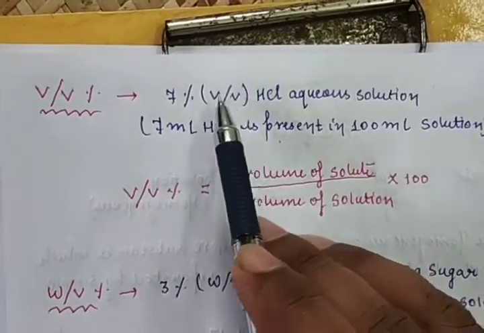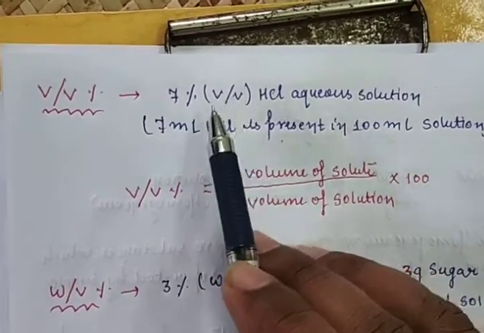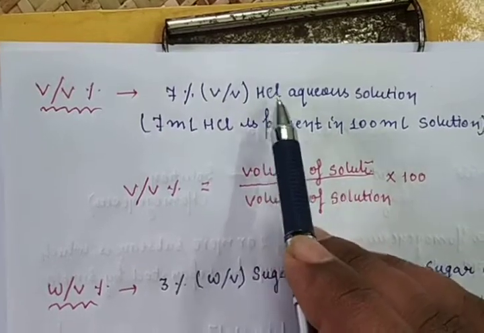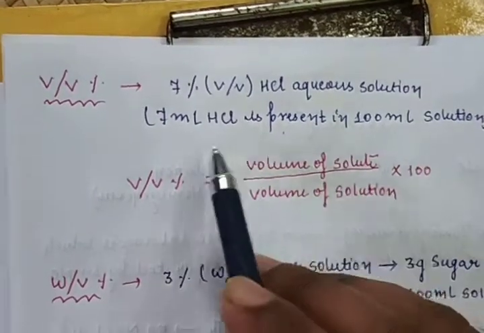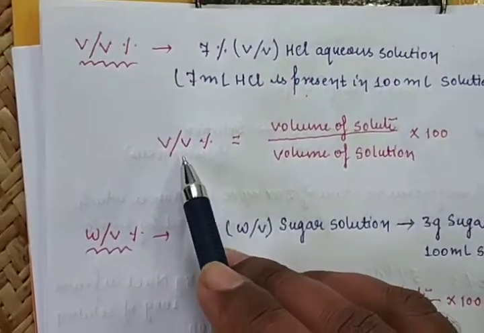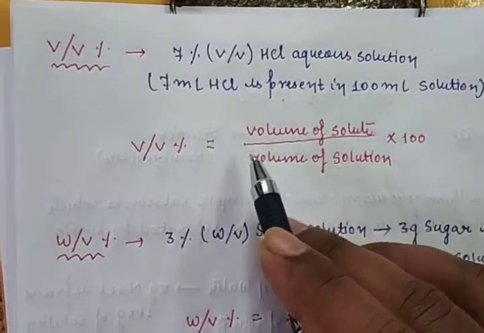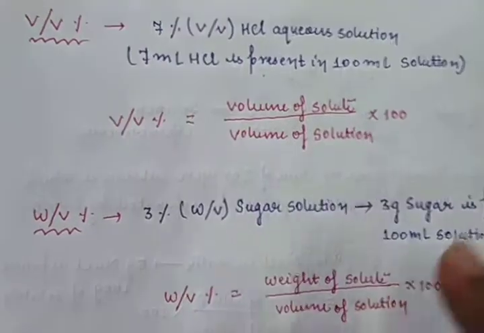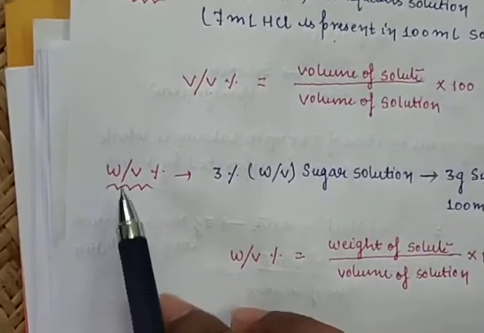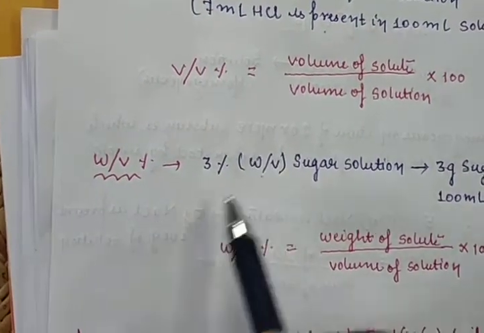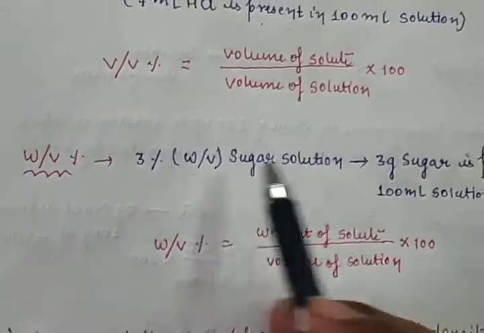It means volume by volume means both the solution and solute are in liquid form. Now here the V by V percentage is volume of solute upon volume of solution into 100, same as W by W percentage. Now the last formula, W by V percentage.